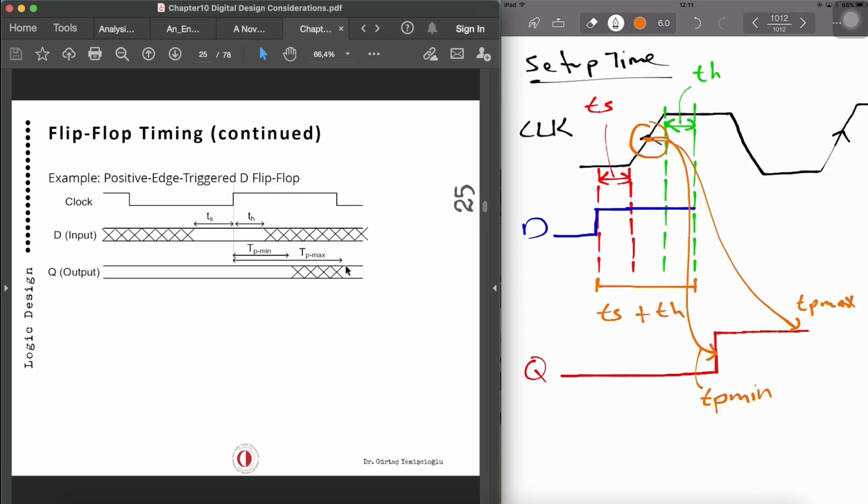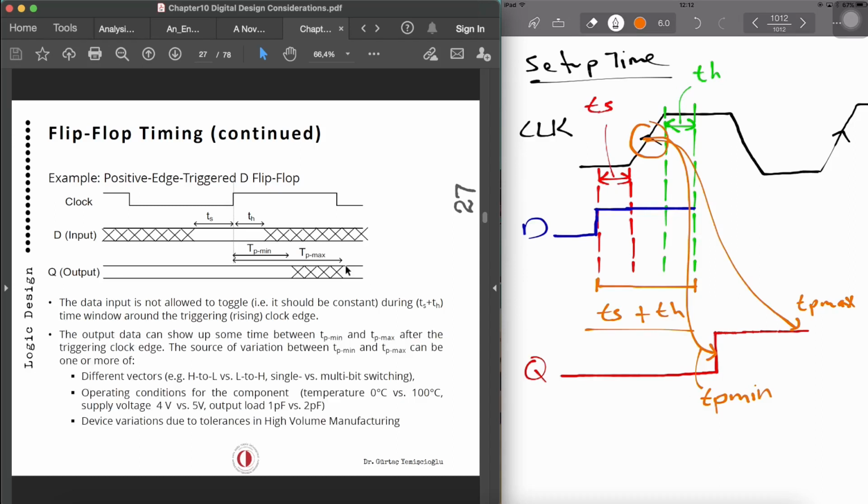Now, these timings, T setup, T hold, and the min and max propagation delays, can be found in the data sheet as AC timing specifications. If you are using discrete components, you can easily find those. And as we have already said, the data is not allowed to toggle. It should be held constant during the setup plus hold time. During that period, it has to be constant.